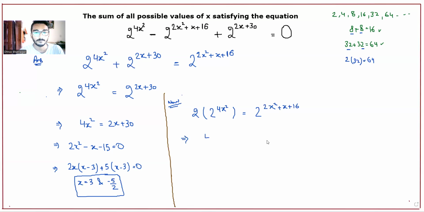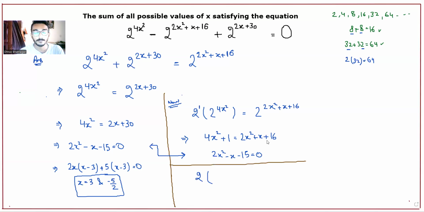So the power of left hand side would be 4x square plus 1. Yeah, the powers are added when the base is same. And it would be equal to the right hand side power, that is this. I will get the same equation which I have just got. Yeah, so the roots are same.